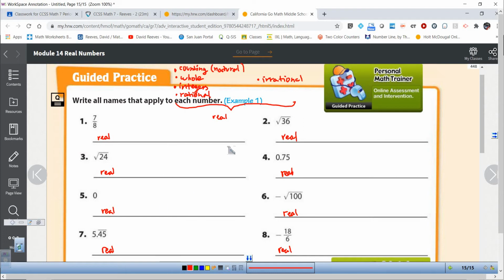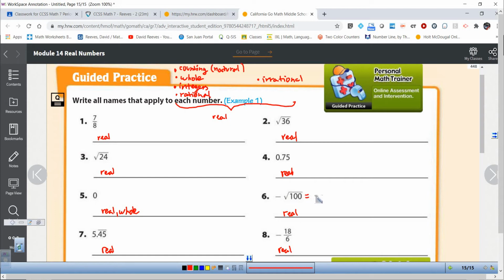All right, so I'm going to go down here and start looking at counting numbers. Are there any of these numbers I can represent on my fingers? And the answer is no. So none of these would be counting numbers or natural numbers. Are any of these whole numbers? And the answer is yes. 0 is a whole number, but none of the rest of these. Wait, what do we have here?